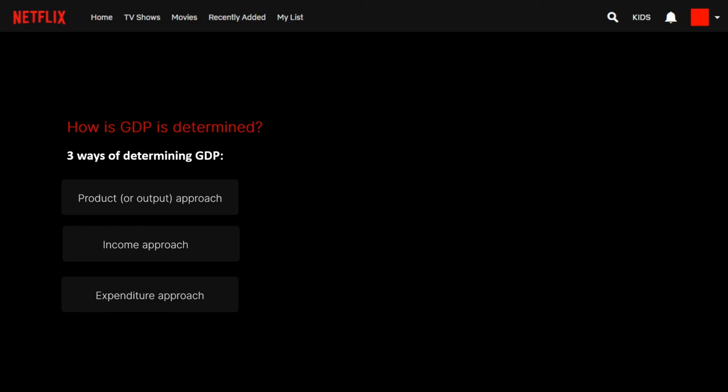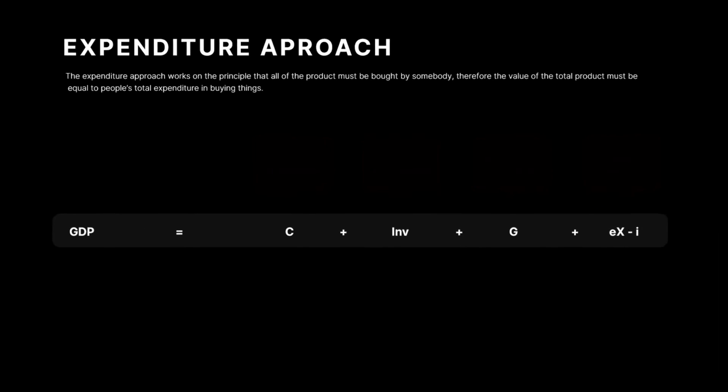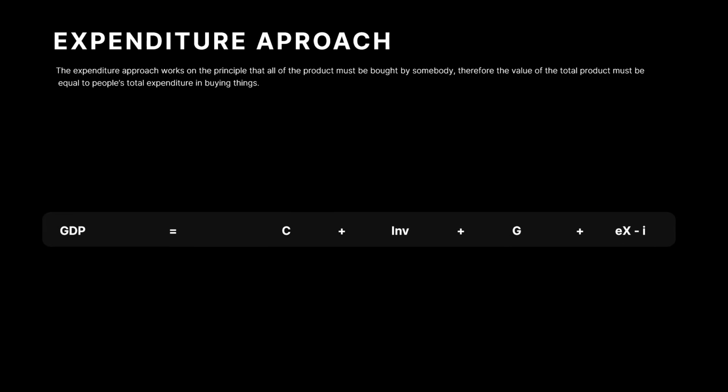How is GDP determined? There are three ways of determining GDP: the product or output approach, the income approach, and the expenditure approach. I will choose to elaborate more on the expenditure approach. The expenditure approach works on the principle that all of the products must be bought by somebody, therefore the value of the total products must be equal to people's total expenditure in buying things.